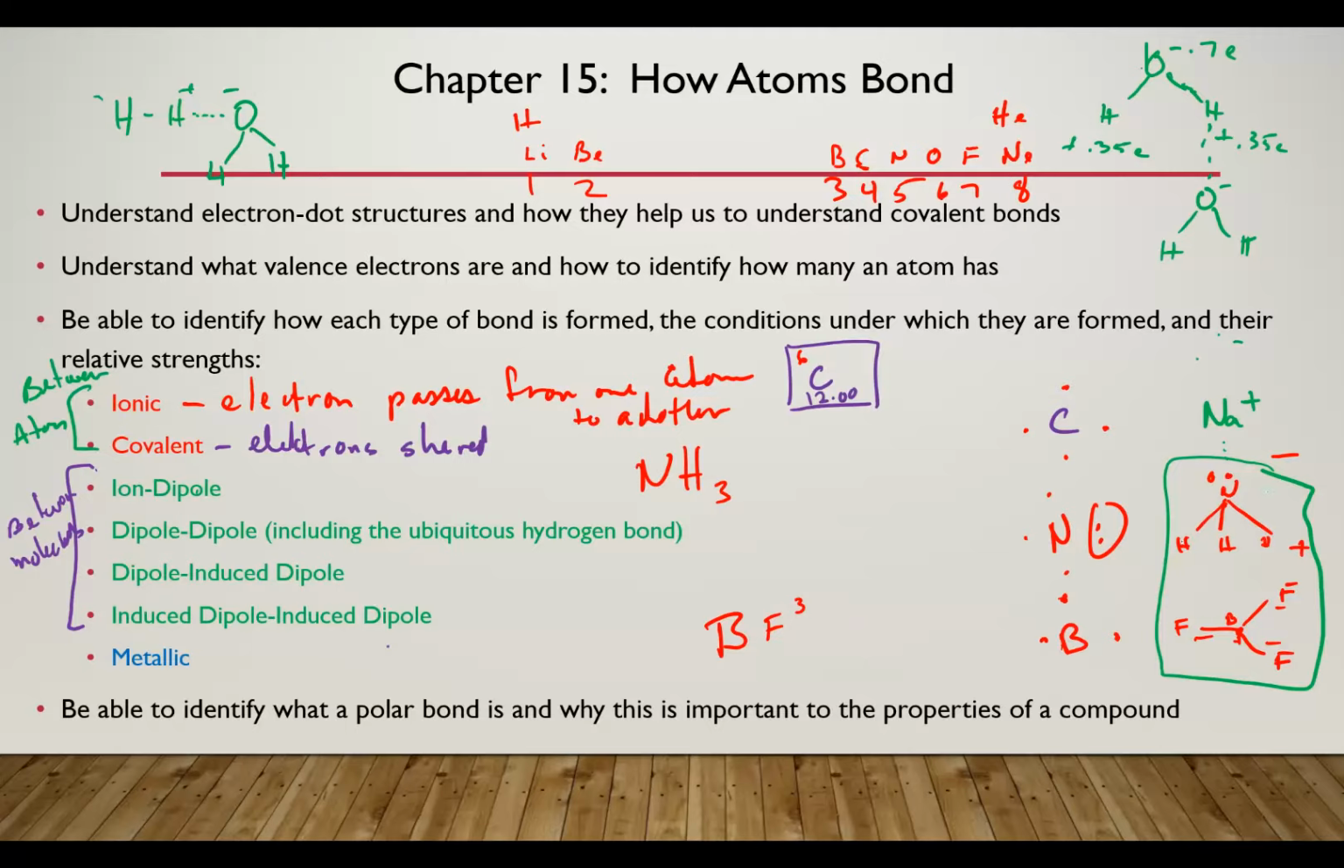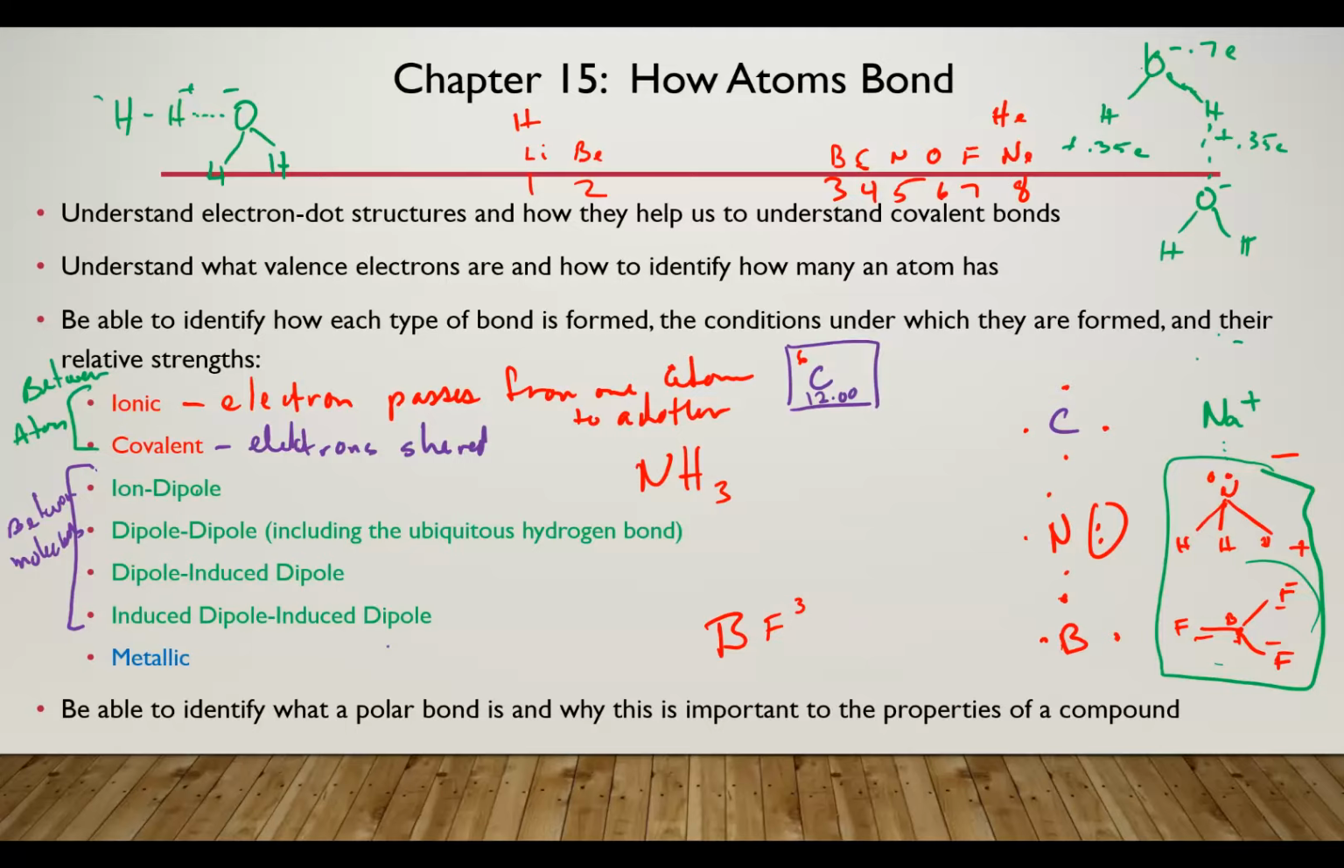The nitrogen was more electronegative than the hydrogens. So those made polar bonds. But this one was, because of its symmetry, not a polar molecule. The other one was. The stronger or the bigger the difference in electronegativities, the more polar it is.